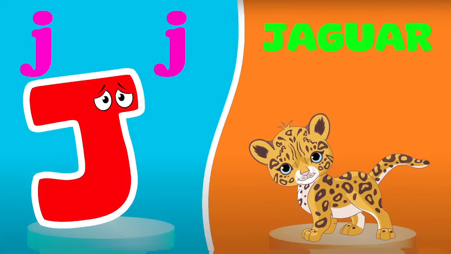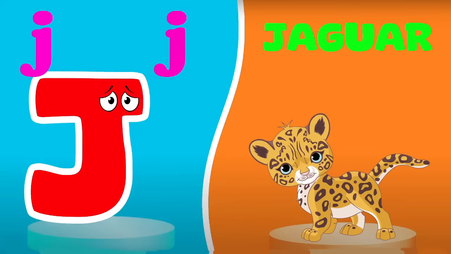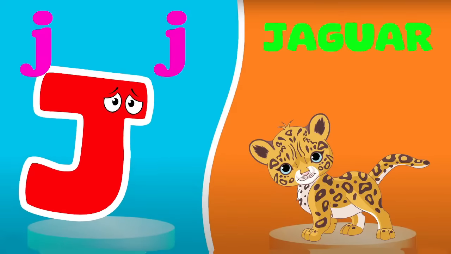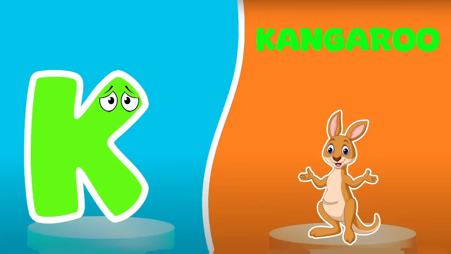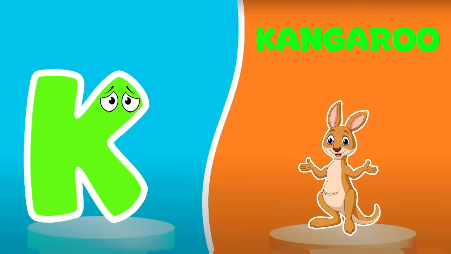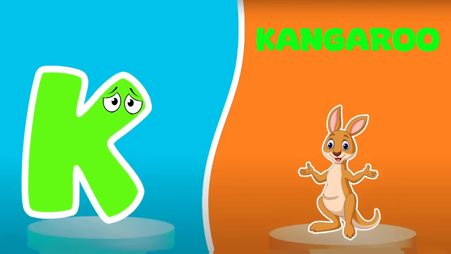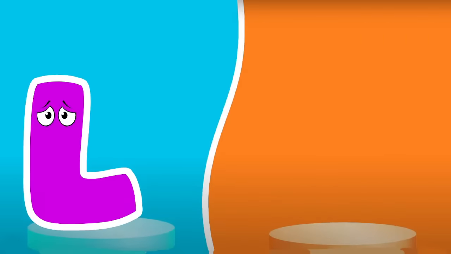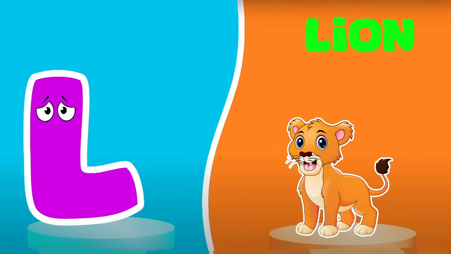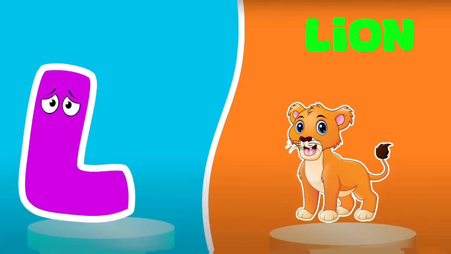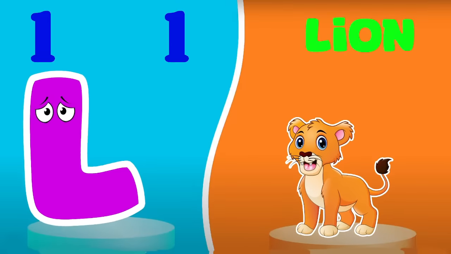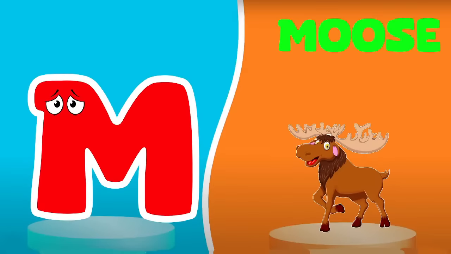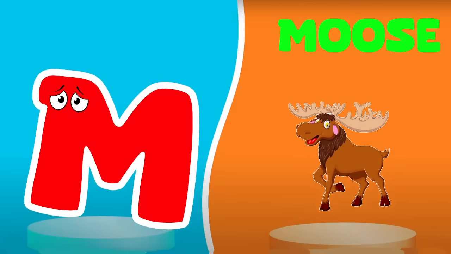J is for jaguar. K is for kangaroo. L is for lion. M is for moose.